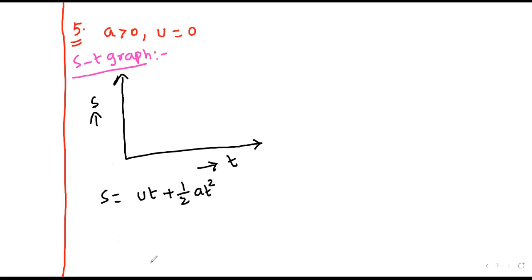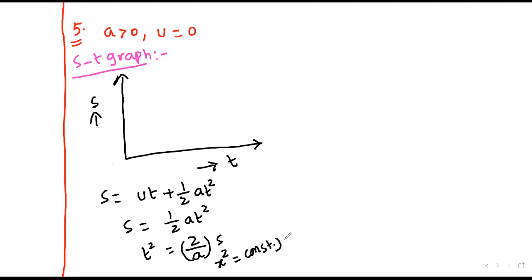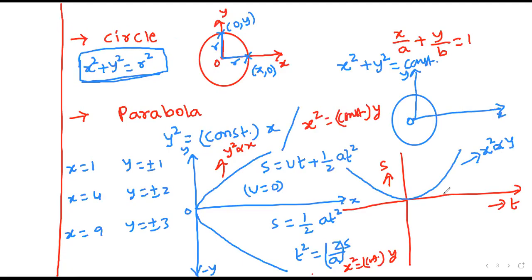Since u equal to 0 now, I can write S equal to half at square. That is, t square is equal to 2 by a times s. It is in the form of x square is equal to some constant times y, right? x square equal to some constant into y means it is in the shape of a parabola.